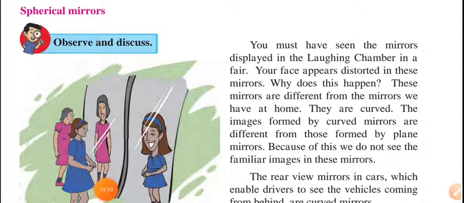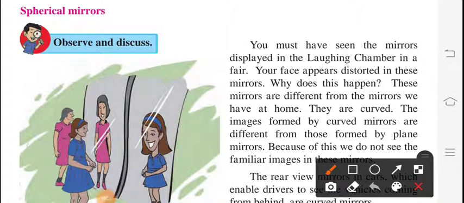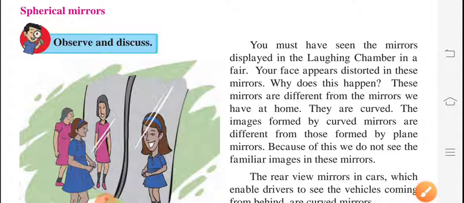Next topic is spherical mirrors. You must have seen the mirrors displayed in the laughing chamber in a fair. Your face appears distorted in these mirrors. Why does this happen? These mirrors are different from the mirrors we have at home. They are curved, and images formed by curved mirrors are different from those formed by plane mirrors. Because of this, we do not see a familiar image, because these mirrors are spherical.